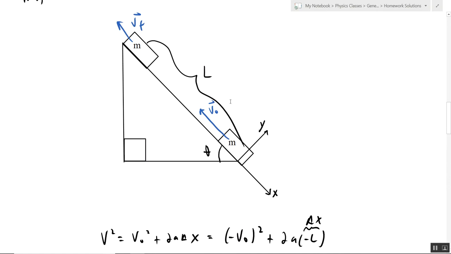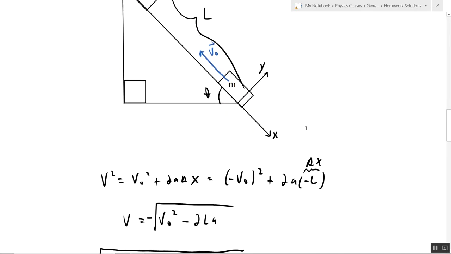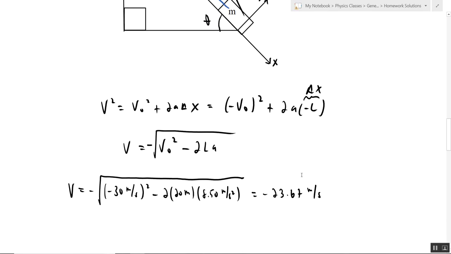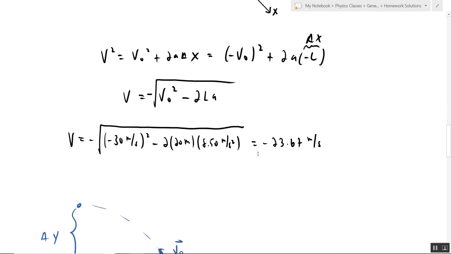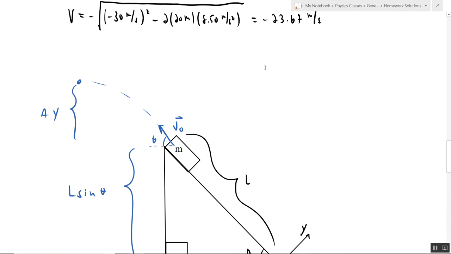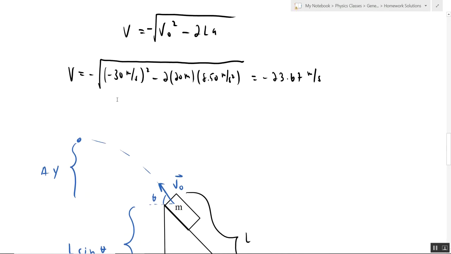But you're going up the incline, right? So whenever you're going up the incline, your delta x is negative, because you're going up, not down the incline. So delta x is minus L, where L is the length of the incline. So you get v squared is v0 squared minus 2La. And it's negative because you're going up the incline. That's where that negative comes from.